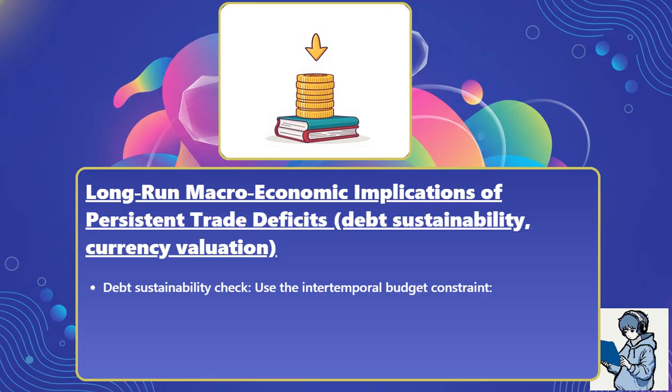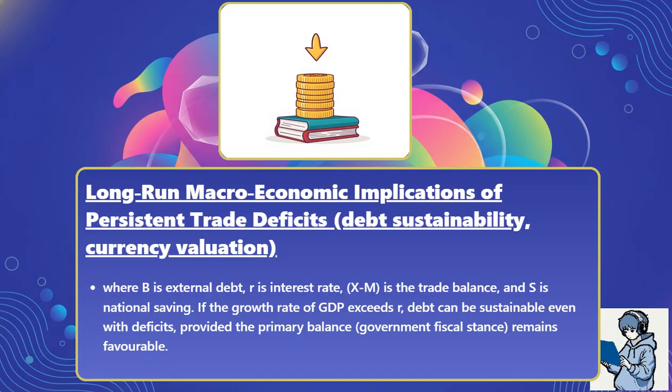Use the intertemporal budget constraint. B_T equals (1 plus r) times B_{T-1} plus (X minus M)_T minus S_T, where B is external debt, r is the interest rate, X minus M is the trade balance, and S is national saving. If the growth rate of GDP exceeds r, debt can be sustainable even with deficits, provided the primary balance, the government fiscal stance, remains favorable.